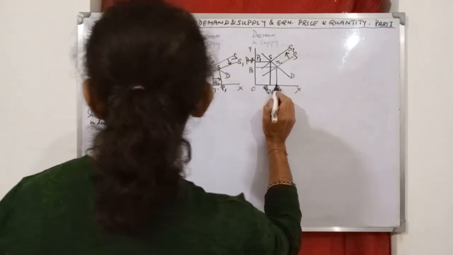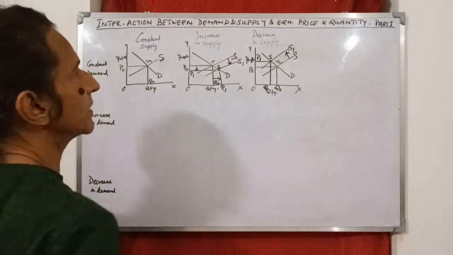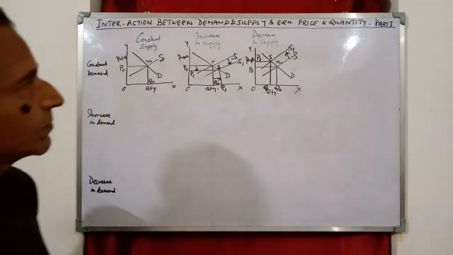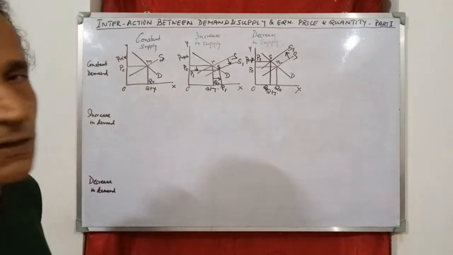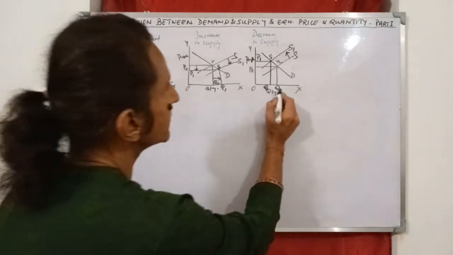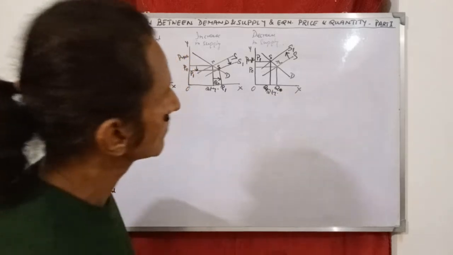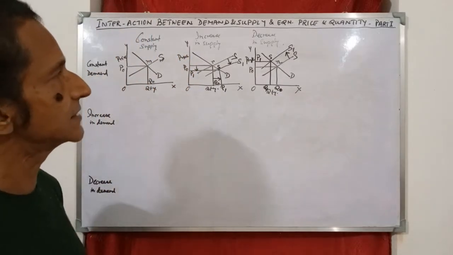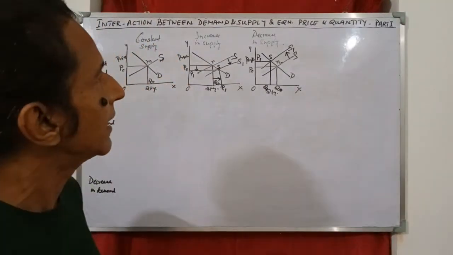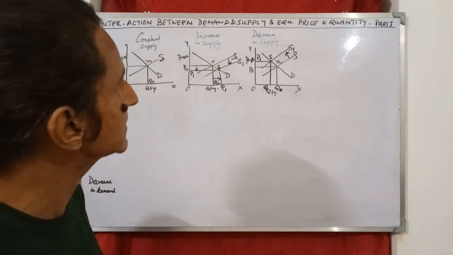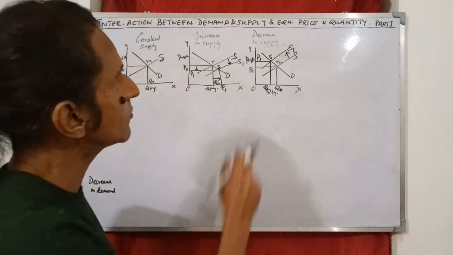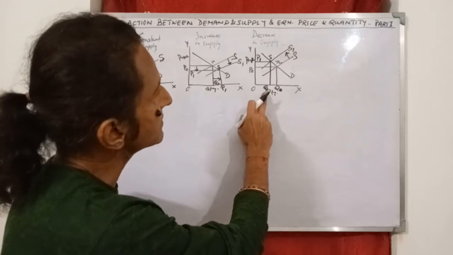And what happens here? Constant demand and decrease in supply. Let D be the demand curve and S be the supply curve, both intersect at point N. So equilibrium price and quantity are P sub O and Q sub O respectively. As supply decreases, the supply curve shifts from S to S1, and S1 and D intersect at point S. So new equilibrium price is P sub 1 and new equilibrium quantity is Q sub 1.